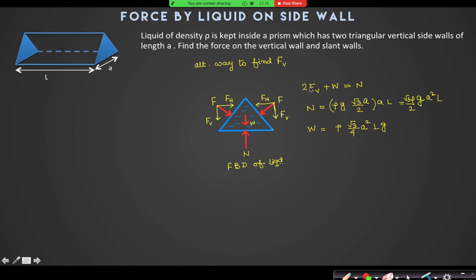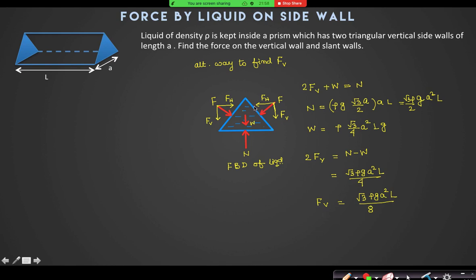So from this equation, can I find what Fv is? Just try to calculate and check whether we have got the same value of Fv or not. Fv is equal to (N minus W) by 2. So N minus W is root 3 rho g a square L by 2 minus root 3 rho g a square L by 4. So the value of Fv is root 3 rho g a square L by 8.